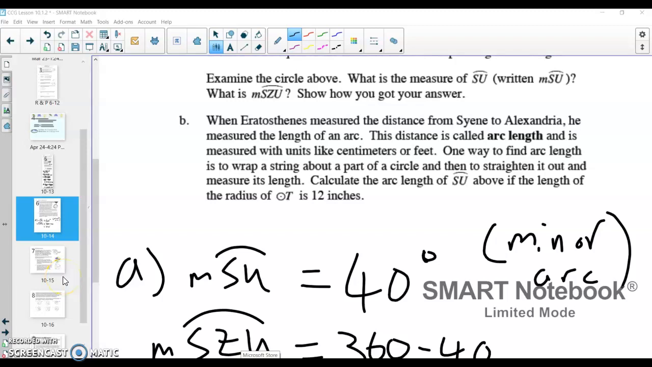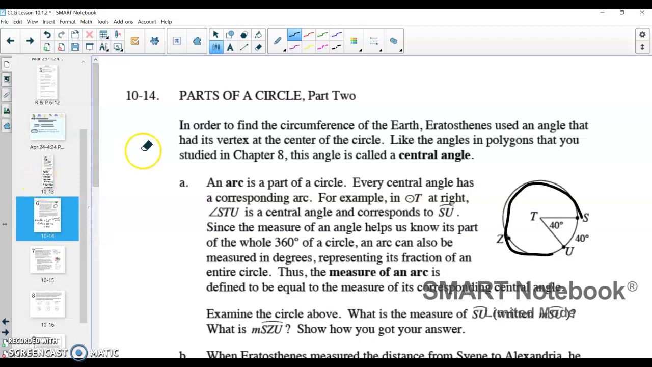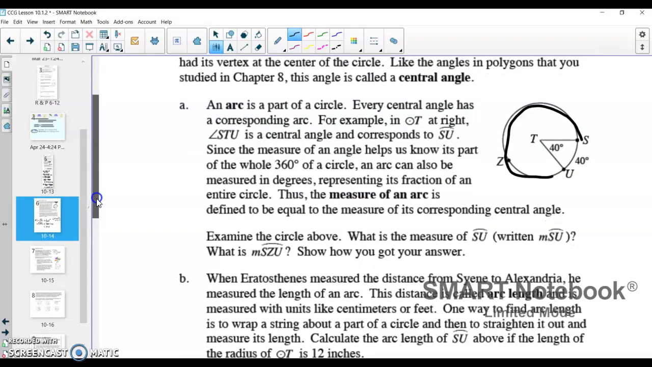Alright, here is part 2 of the video guide for lesson 10.1.2. In the first part we did the problem I love, the Eratosthenes problem, and then I left off after part A, where we introduced the idea that the measure of an arc could also be talked about in degrees. If you're talking about the measure of an arc in degrees, it's the same as your central angle, and we're talking about a circle that's made up of 360 degrees.